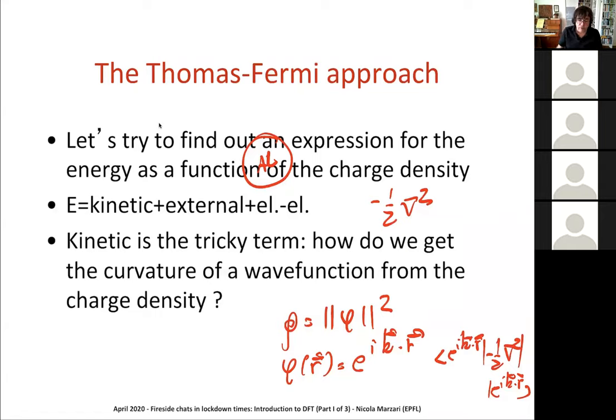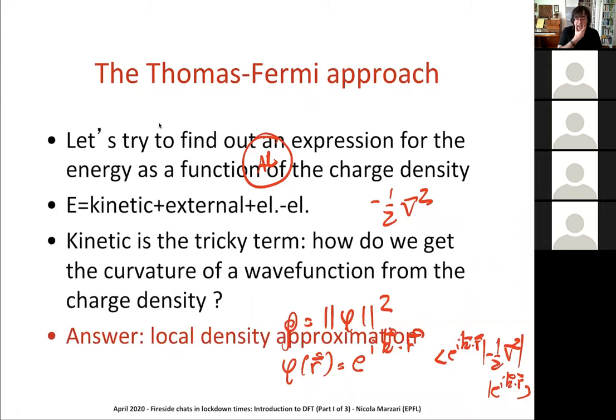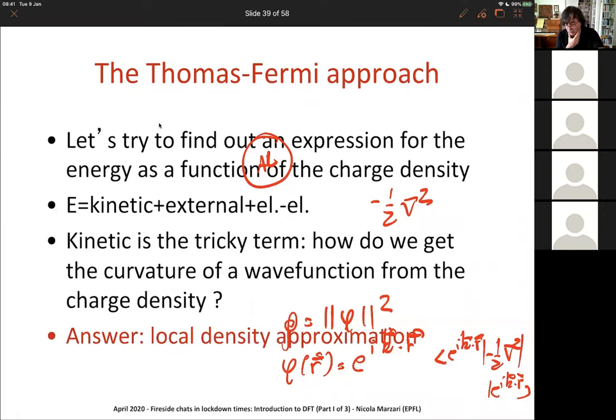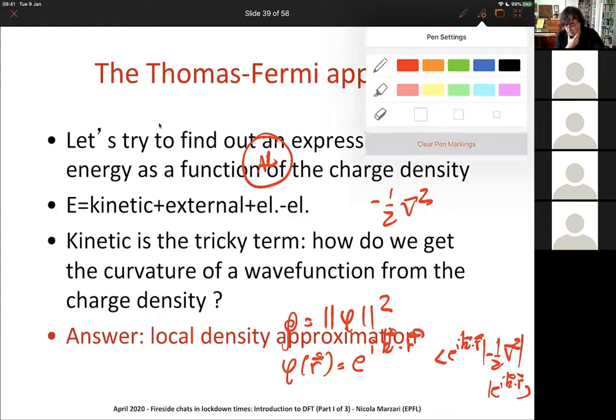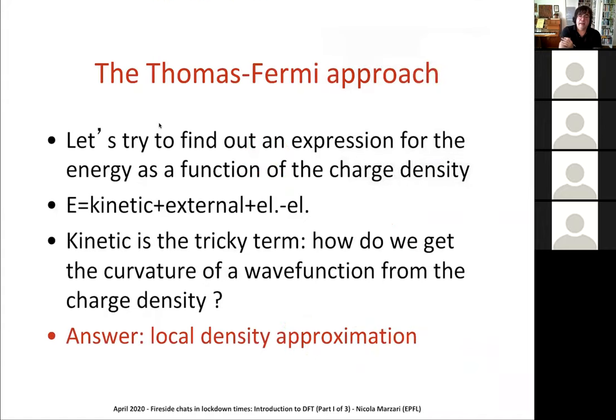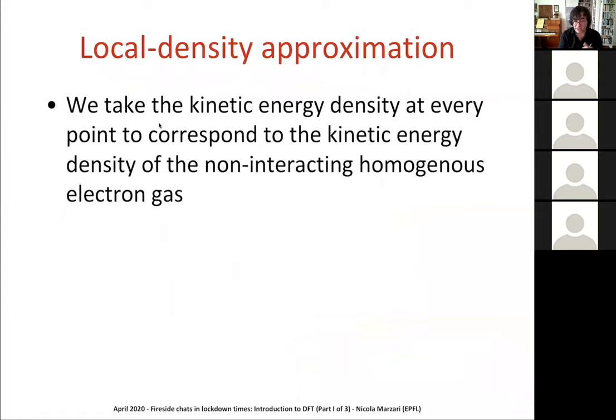But of course, Fermi was not going to stop just because of this. And so what he came out with is something that we'll see later, but that we call the local density approximation. And it's a local density approximation for the quantum kinetic energy. So what does our friend here say?